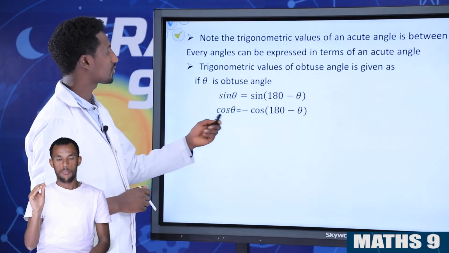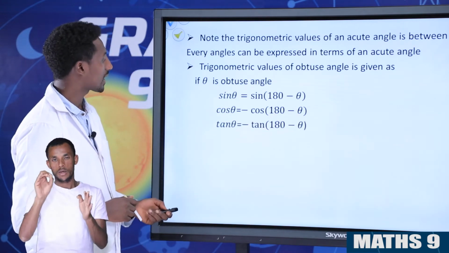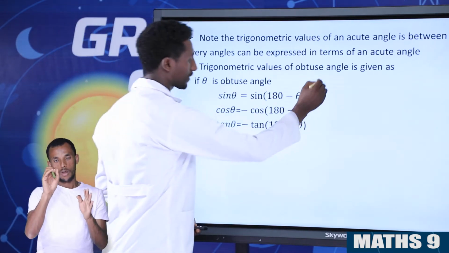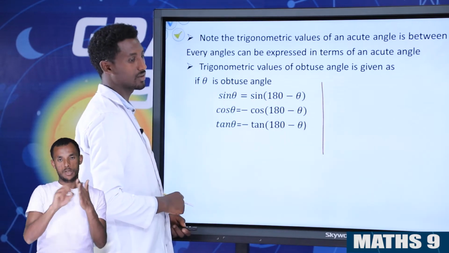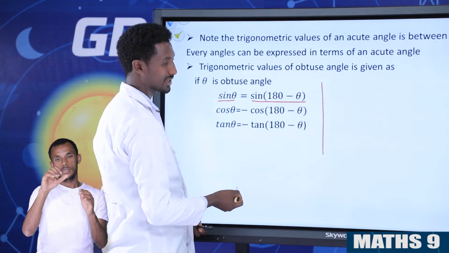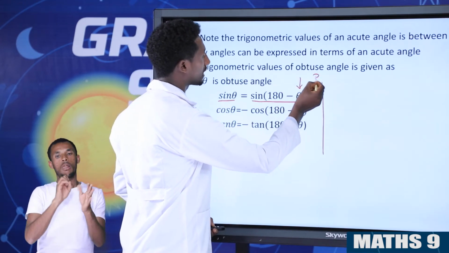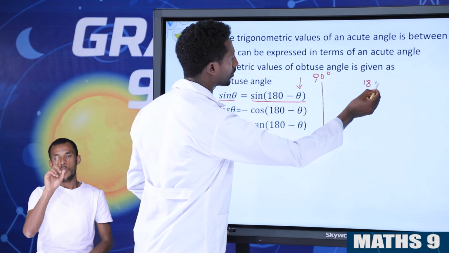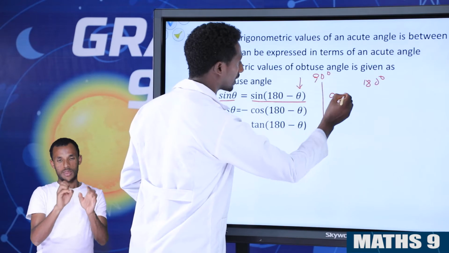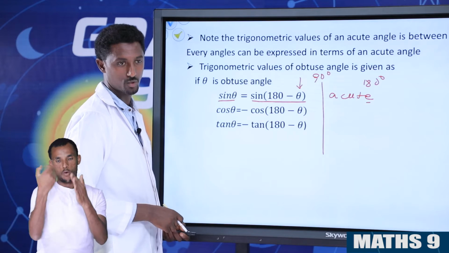And cos of theta equals negative cos of 180 degrees minus theta, and tan of theta equals negative tan of 180 degrees minus theta. From this result, we can generalize the following: sine of theta equals sine of 180 degrees minus theta. Here, the value of theta is between 90 degrees and 180 degrees, so the difference of 180 degrees with theta is exactly an acute angle. It is an acute angle, so its trigonometric values are positive.